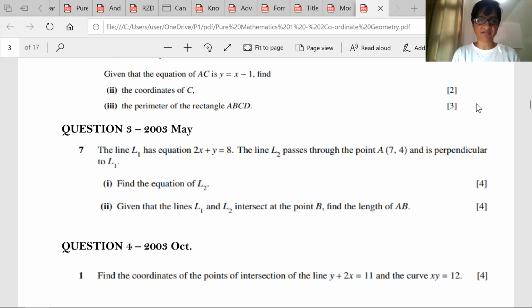So the line L1 has equation this. They have given the equation of one line. The line L2 passes through this point A and is perpendicular to L1. Now please remember what I said in the earlier question. If you happen to have a point and the slope of a line, and you have to write the equation of that line, use the point slope form, please. Do part 1.